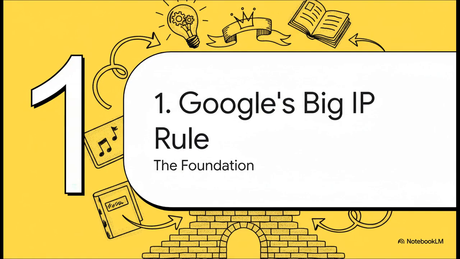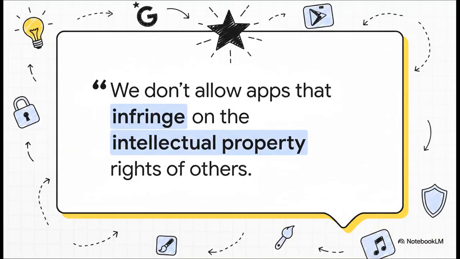Look, Google's policy documents are long, they're detailed, but if you strip everything else away, you'll find it's all built on one single foundational rule. I mean, you can't get much clearer than that. The core idea is just so simple. Don't use what isn't yours. This is the guiding principle for absolutely everything else.